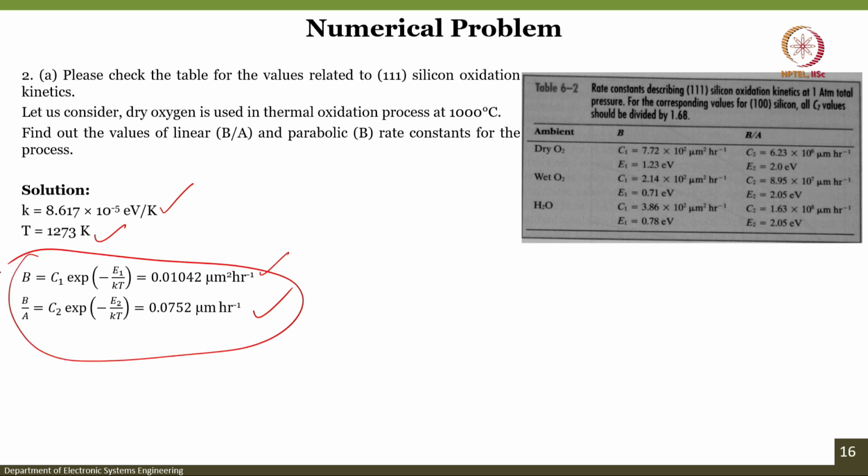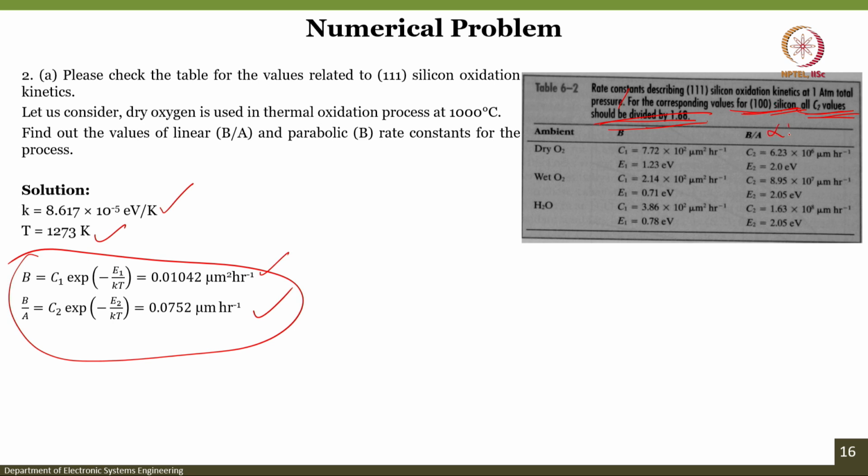Now, one more interesting thing, if you see this point here, all C2 values should be divided by 1.68 for 100 silicon. See, for the corresponding values for 100 silicon, all C2 values should be divided by 1.68. Why only C2 values should be divided by 1.68? Why not C1? You might guess it.